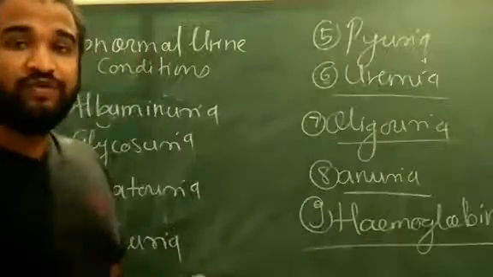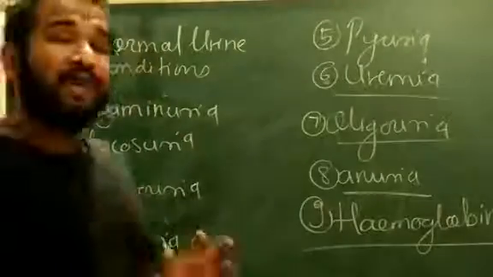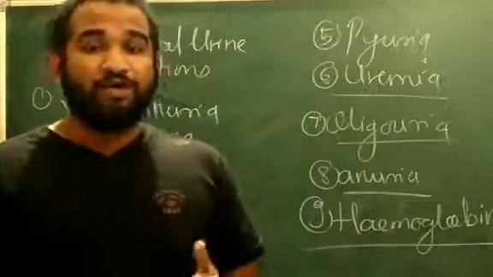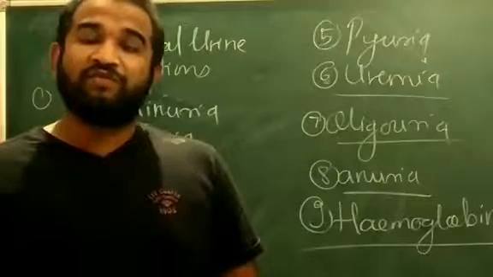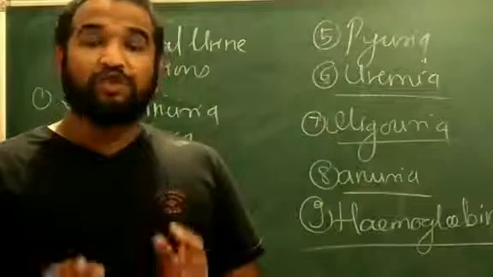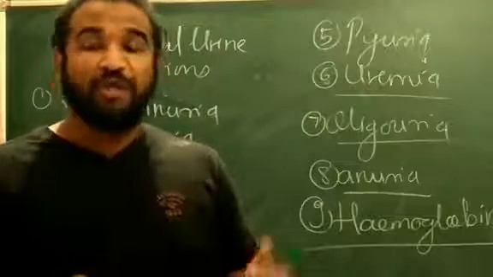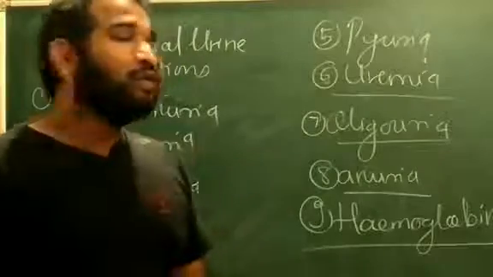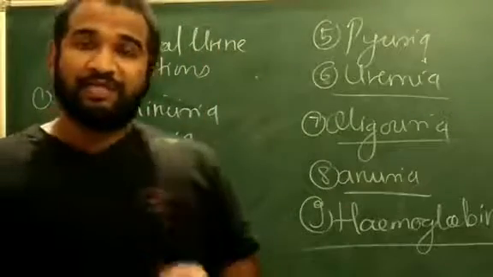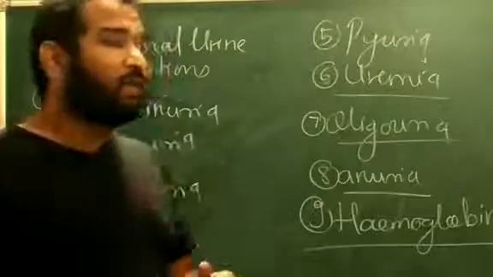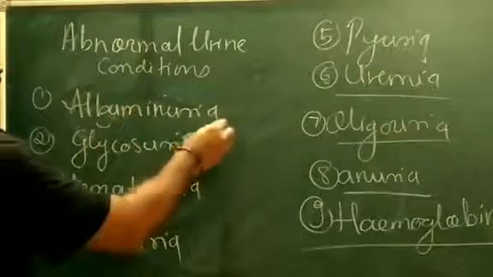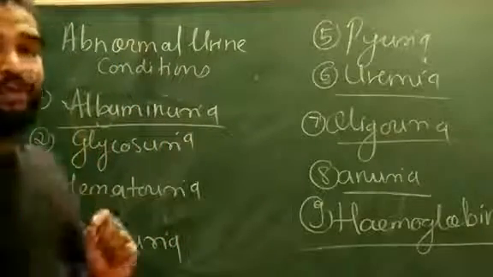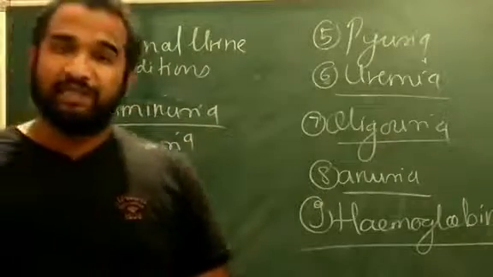Now there are some conditions which are abnormal, because abnormal substances are found in the urine. The substances which normally are not found in the urine, when they are found in the urine, those conditions are the abnormal conditions. Let's start with the first abnormal condition, that is albuminuria. Albumin is basically a protein.